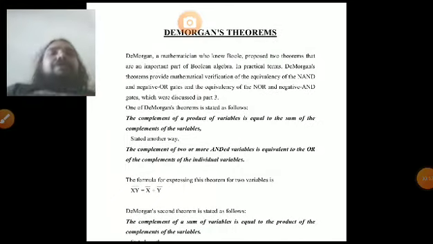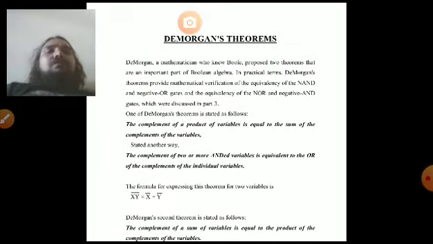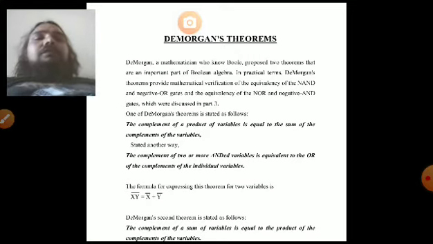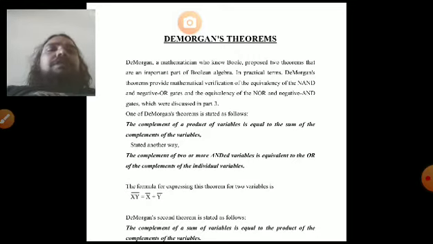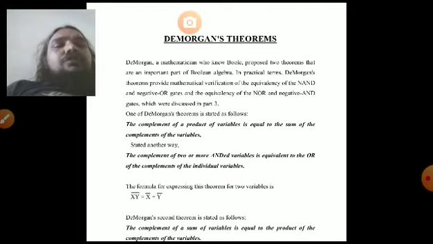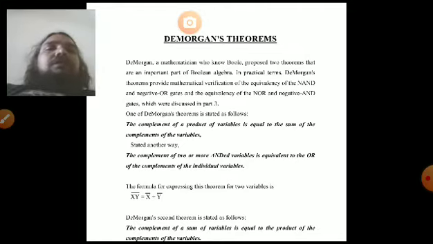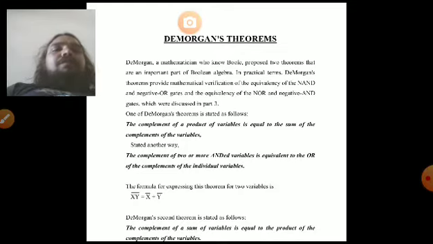Today's discussion topic is De Morgan's theorem. De Morgan was a mathematician who proposed two theorems that are an important part of Boolean algebra, in particular terms.